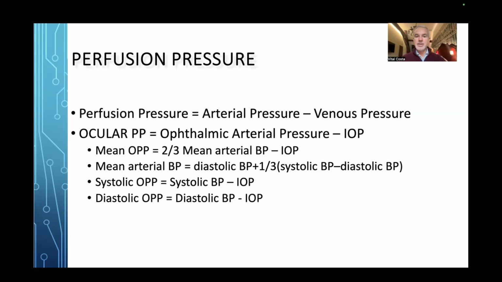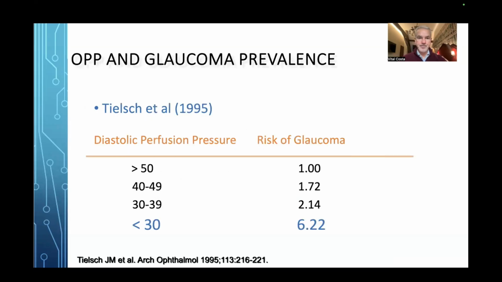Perfusion pressure is defined as the difference between the arterial pressure and the venous pressure in any organ. In the case of the ocular perfusion pressure, we can define it as the difference between the ophthalmic arterial pressure and intraocular pressure. Based on this, we have the mean ocular perfusion pressure, the systolic ocular perfusion pressure, and the diastolic ocular perfusion pressure, which can be defined, for example, as the difference between the diastolic blood pressure and the intraocular pressure.